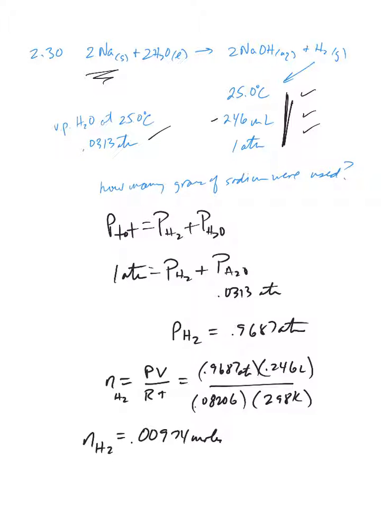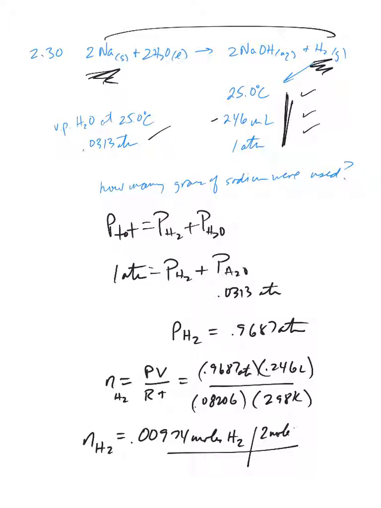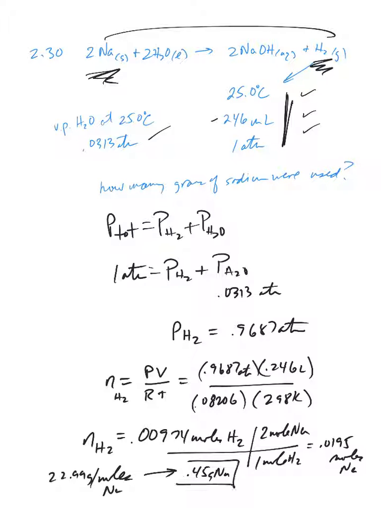And as I mentioned a little earlier, we have to be mindful of stoichiometry. So there's a 2-to-1 ratio between the sodium and the hydrogen. So I'm going to place 2 moles of sodium on top, 1 mole of hydrogen down here, and I get 0.0195 moles of sodium, and using a molar mass of 22.9 grams per mole of sodium, that means I need about 0.45 grams of sodium to generate this much hydrogen.